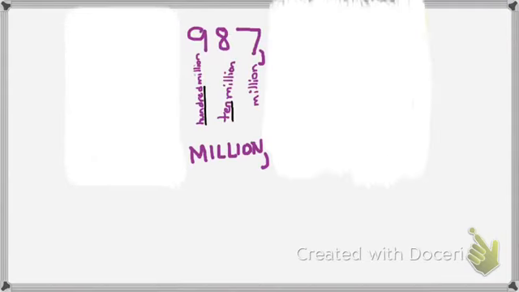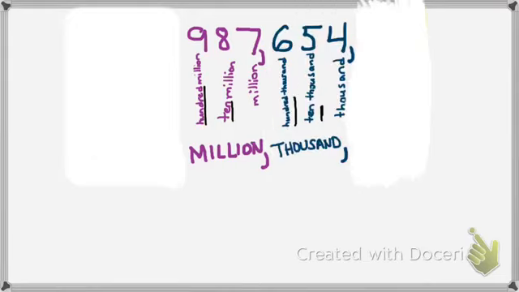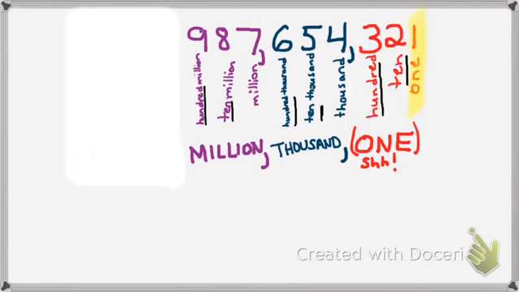What if I just had 987 written down? 987. I would read that 987. And in this case, I read it the same way. 987, comma tells me to say the name of the period, which is million. So I'm going to say 987,654,321. So far we have 987,654,321.